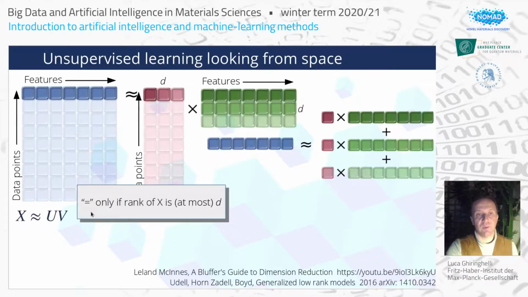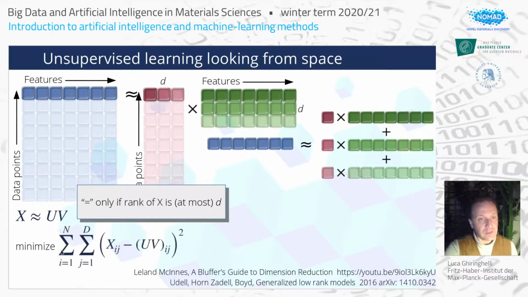Of course, this can be equal strictly only if the rank of the matrix X is at most D. And if this sounds pretty new to you, then I suggest that you go back a little bit to refresh your linear algebra, because machine learning is heavily based on linear algebra, so it's hard to get most of what is going on without having a firm grasp on linear algebra.